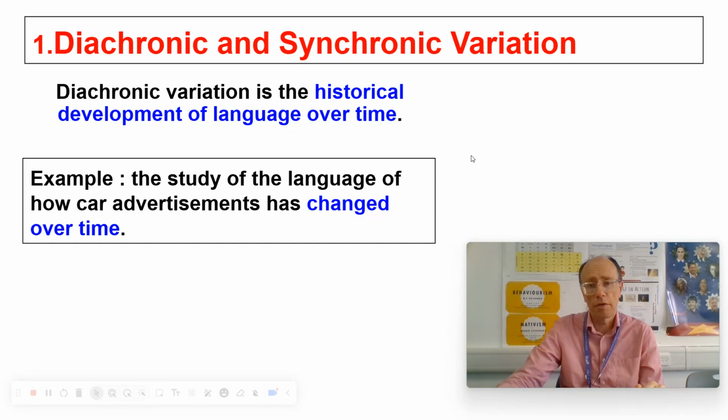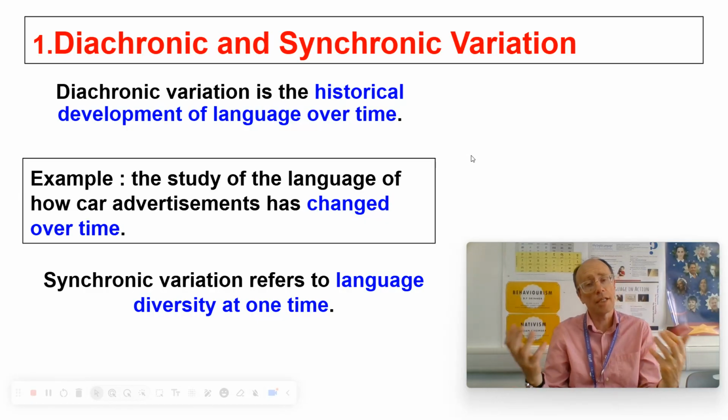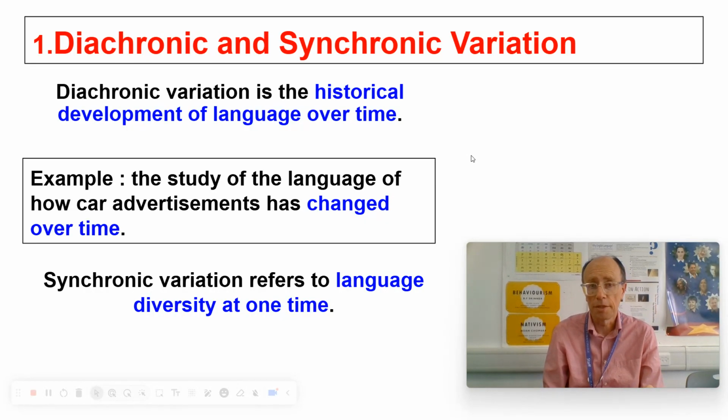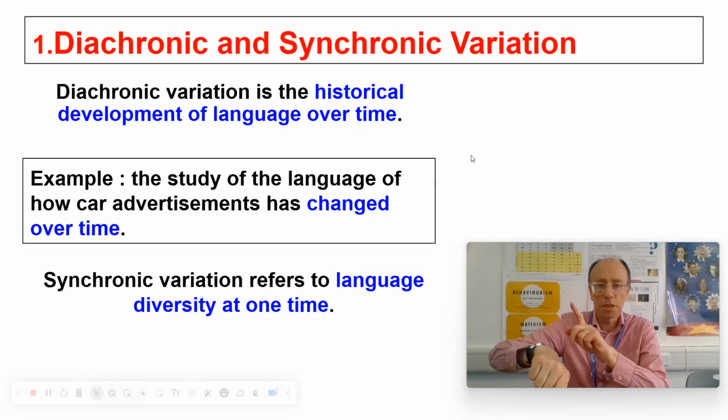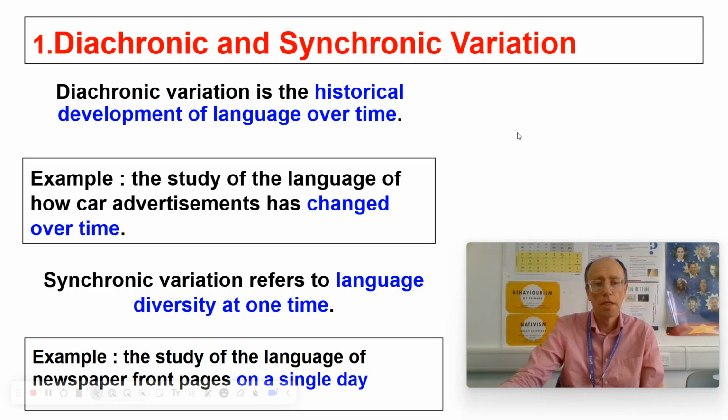So diachronic variation is a posh word for language change, and it's the cousin of synchronic variation, which essentially means language diversity. So synchronic variation refers to language diversity at one time. When you synchronize your watches, it means that you all set your watches at exactly the same time. Okay, so the study of language of newspaper front pages on a single day, that is synchronic variation.